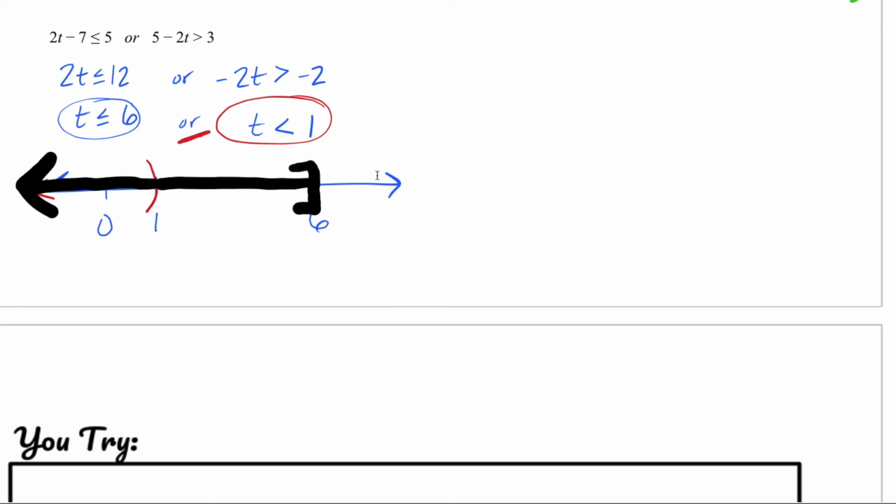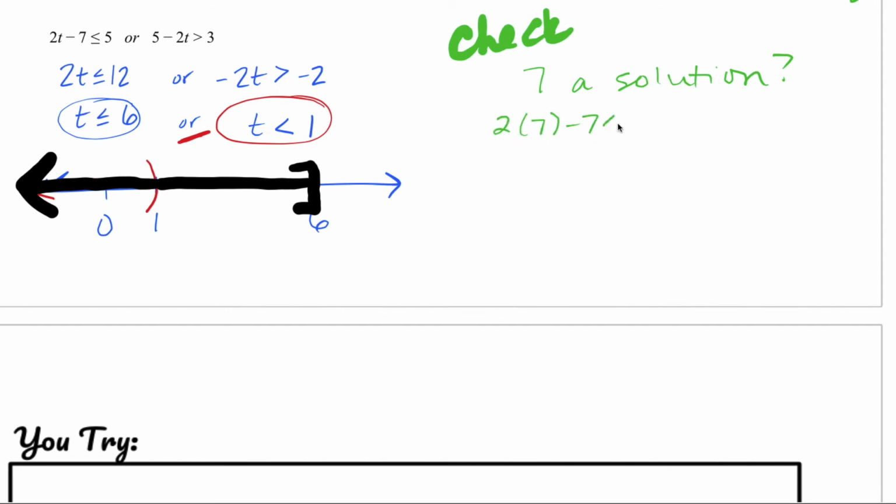So should we check 7? Let's go back to the pen here. Check 7. Is 7 a solution? And we're expecting it to be no, so let's verify that 7 should not be shaded. So 2 times 7 minus 7, is that less than or equal to 5? So we have 14 minus 7 is 7. Is 7 less than or equal to 5? No. But we have to make sure it's not a solution to the other either.